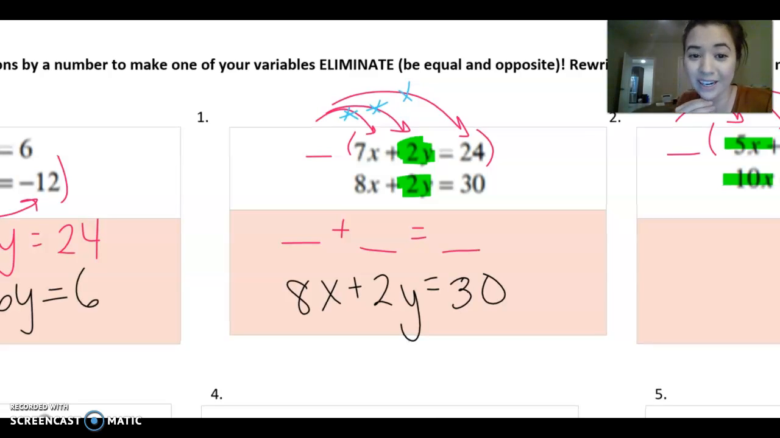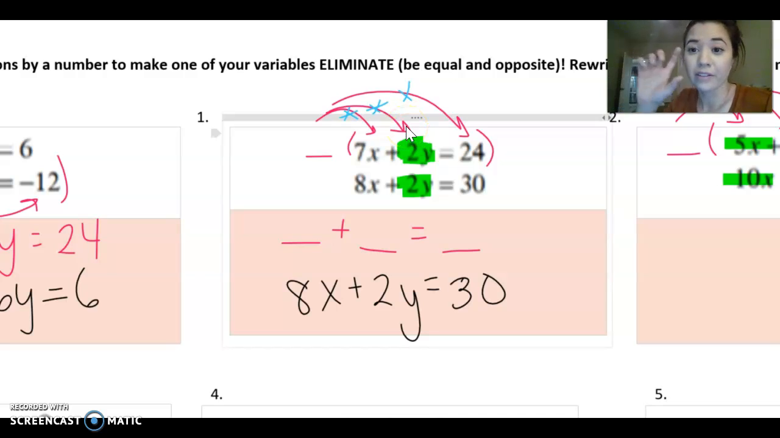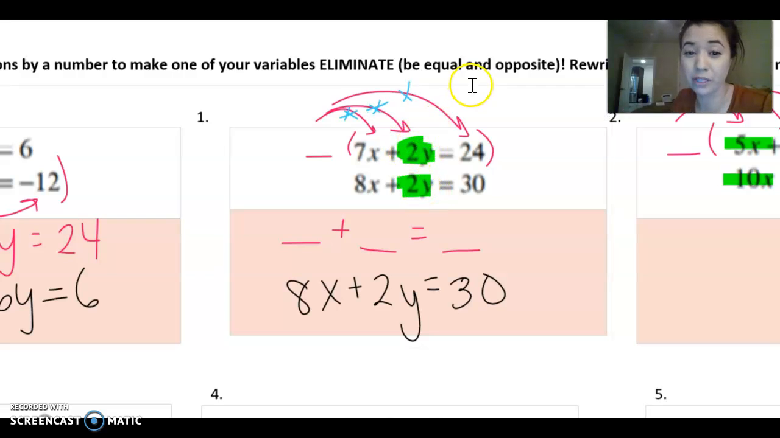One more time. So we have 7x plus 2y equals 24, 8x plus 2y equals 30. It's hard. We want to make something eliminate. So we need to multiply an equation by a number so that we get a variable that eliminates. 7 is my smaller x value. That's hard to turn a 7 into an 8 with multiplication. I have a 2y and a positive 2y. So the only thing here is I need to make one of these 2's negative.